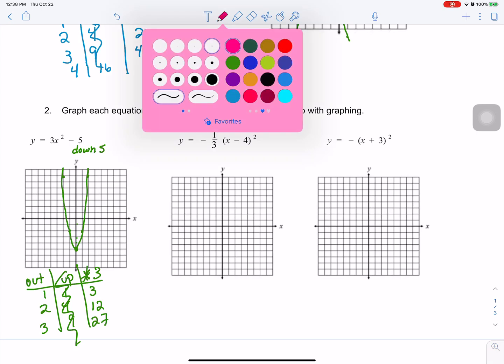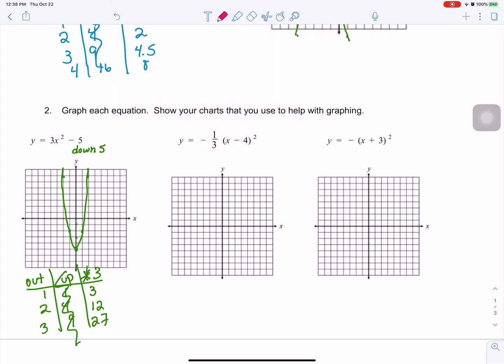This next one, this minus 4 is going to move right 4. It doesn't move up or down. So I put my vertex on, just like I normally would. This part here is going to flip it. So that means I have an out and a down. And then I'm going to have a times 1/3.